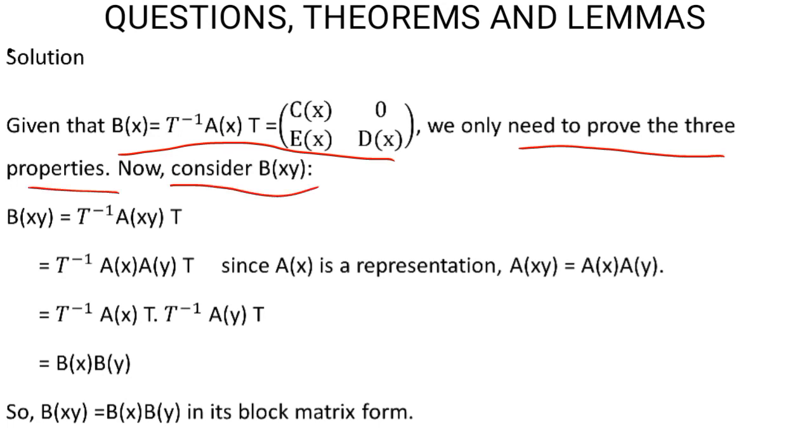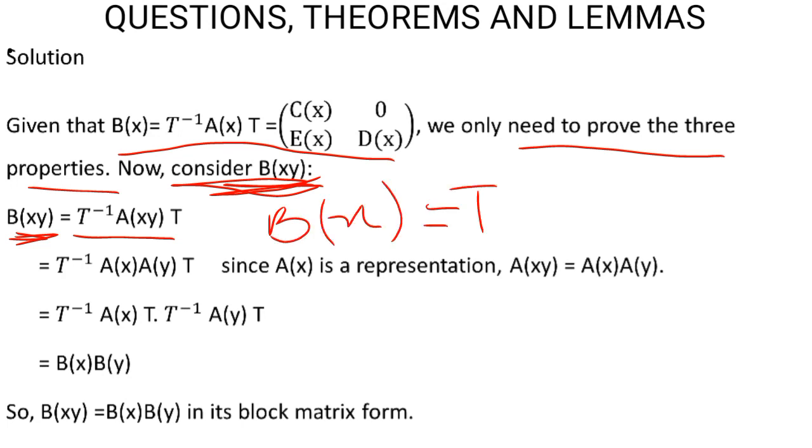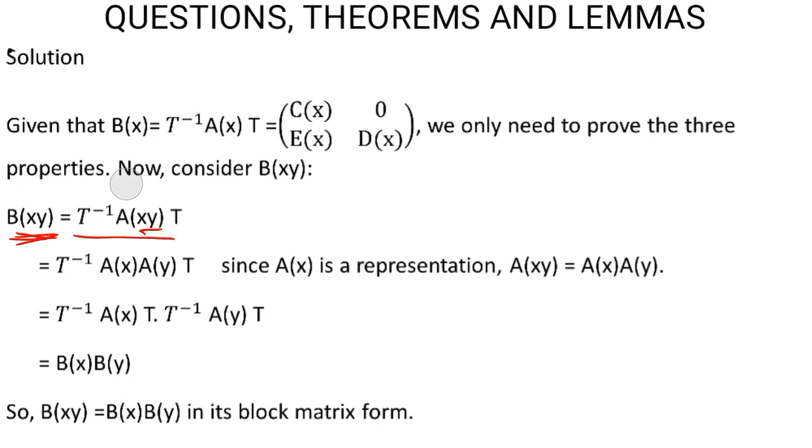So we consider the property for B(x), that is, that it is a representation, okay? So what do we do? Now what is B(x)? B(xy) is going to be this. Why? Because we know that B(x) is equal to T inverse A(x) T, right? So wherever you see x, you put xy. I'm sure you're used to this by now from part 1 of the lecture notes or chapter, okay?